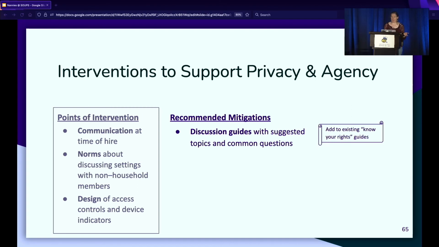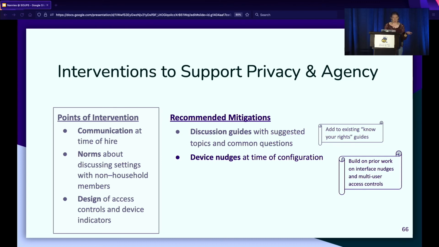First, we propose to design discussion guides to help parents and nannies navigate conversations about cameras and make it easier to introduce potentially sensitive questions, highlighting the benefits of transparency, suggesting possible topics based on some of the common questions that I mentioned, especially whether and how cameras will be used to supervise the nanny. Devices could also nudge their owners when they're configuring the settings, suggesting they discuss the settings with anyone who works in the house, providing a discussion guide.